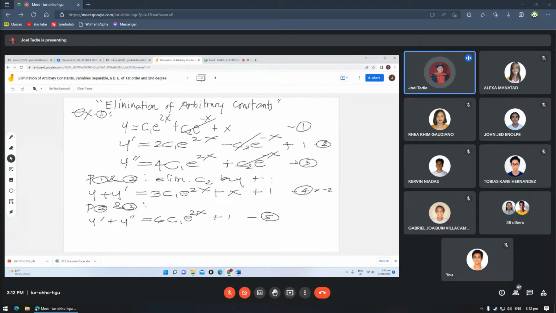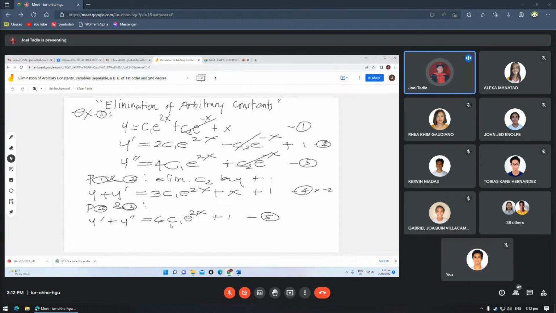Pwede rin sad og i-pair nimo ang 1 o 3, no? Depende lang nimo. So, in my case, I pair equation 2 and equation 3, such that we got this equation, y prime plus y double prime equals 6c sub 1 e to the power of 2x plus 1.